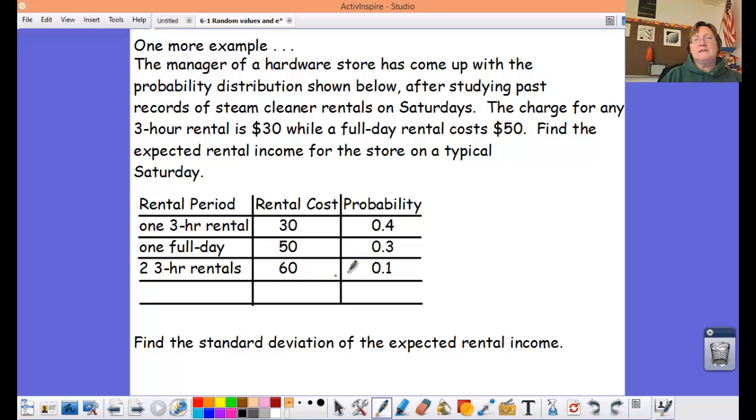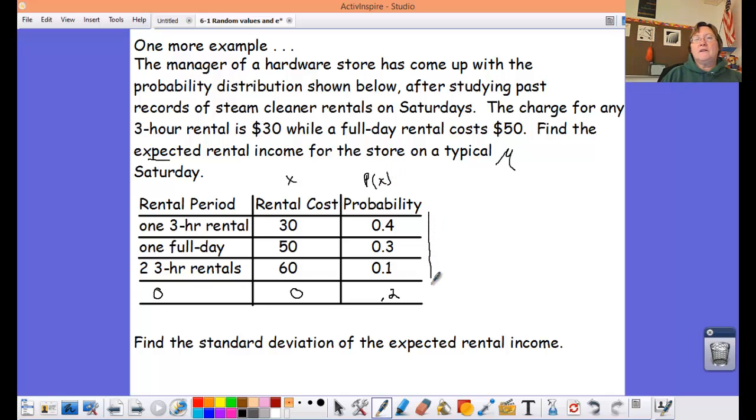So we definitely are missing something, and that something would be no rentals. If that's the truth, then there will be no cost for him. He won't get any money from it, and that will happen 0.2, or 20% of the time. We are asked to find the expected rental income. Folks, that's the mean. So we're going to find the mean, and we're also going to find the standard deviation. The mean in this situation is going to be the sum of all the XPXs.